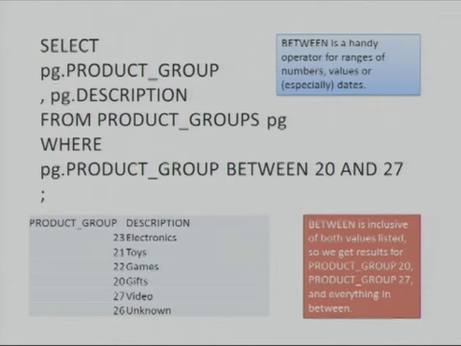Here I've used it for the product group field again, saying return any record where the product group is between 20 and 27. The thing to remember with the between operator is that it's inclusive, so if the value is 20 or 27 or anything in between, it will be returned. You'll see that 20 gifts and 27 VHS, technically video, are both returned as part of the set, as well as things in between those two.